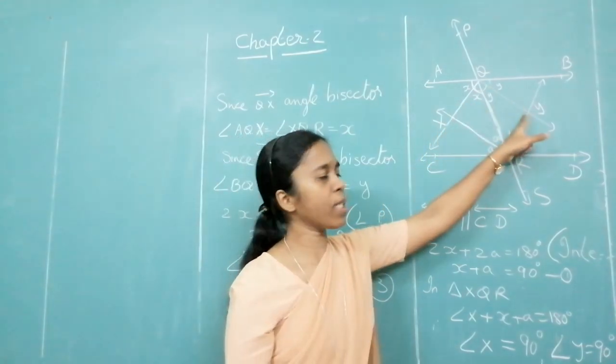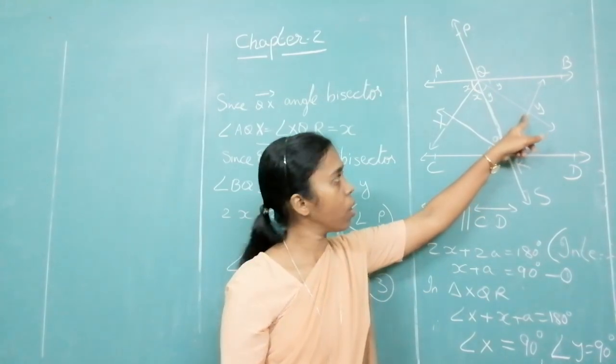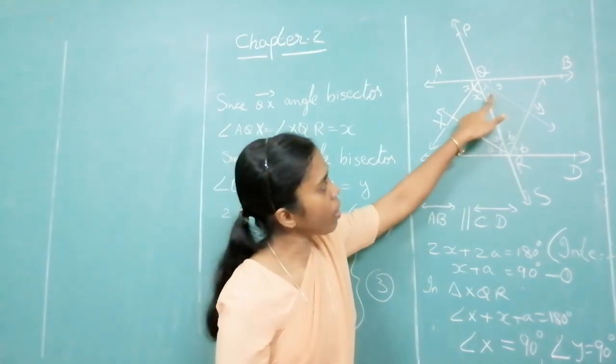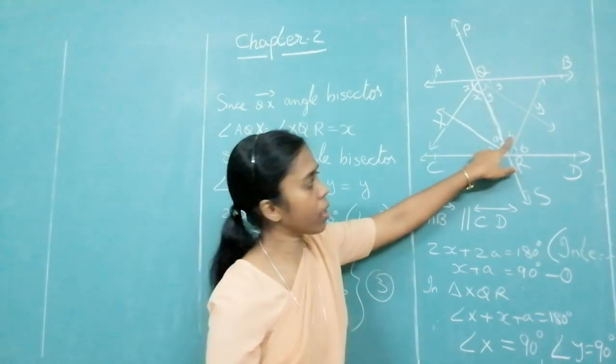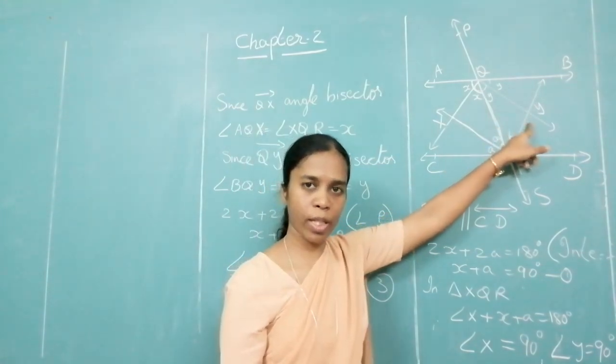Similarly, you can prove this angle also is 90 degrees. We are not proving it over here, but you can do it. What will you consider? This plus this is equal to 180 degrees. You will get y plus b is equal to 90 degrees. Then you consider this triangle. You will get y is equal to 90 degrees.